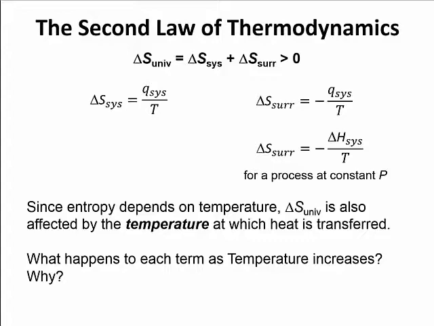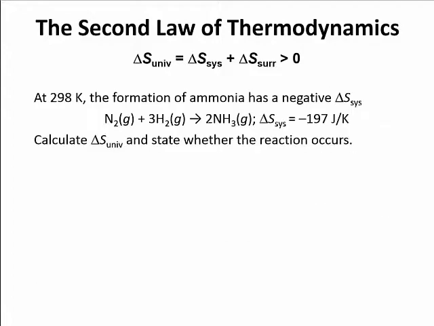So let's take a look at an example of this. So let's say at 298 Kelvin, we've got this formation of ammonia. It's going to have a negative delta S of the system, and that's been provided there for the equation. If we wanted to calculate delta S of the universe and determine whether a reaction occurs or not, we can actually calculate that. Okay? Now, in order for a reaction to occur, what has to be true?